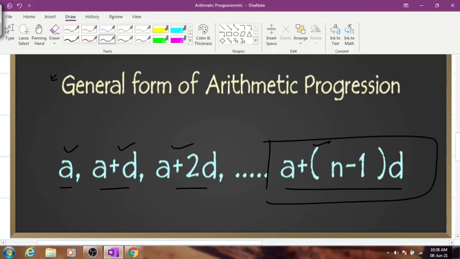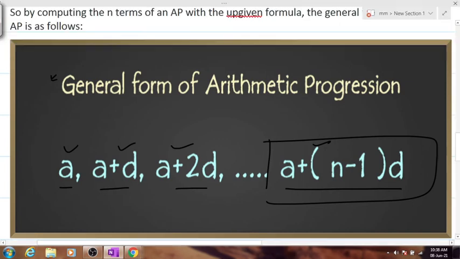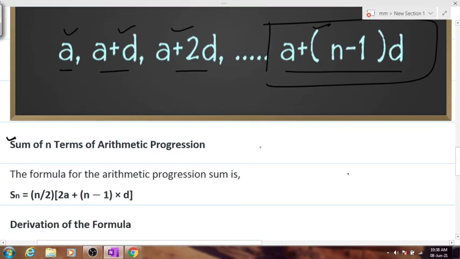Yes or no? Yes, sir. Okay then. Now, the sum of the nth term of an AP. Now you'll say, sir, what is this? Supposing I write 2, 4, 6, 8, 10, till I write 100. Clear? And I ask you to calculate the sum of this.